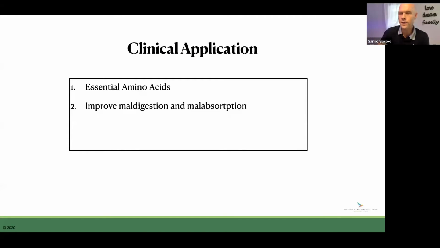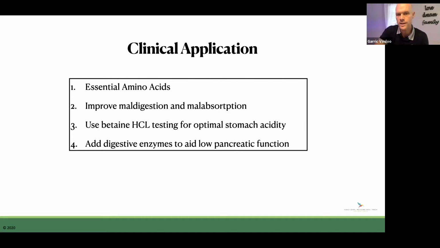In the meantime, we need to be addressing maldigestion, malabsorption. What are the gut issues that we need to be dealing with? We're not going to go into that. Do we possibly need to do a betaine hydrochloride test to check for optimal stomach acidity? Do we need to add digestive enzymes to aid the low pancreatic function? And that may be the starting point of the clinical application for what we saw with that pattern of low amino acids because of the low trend.